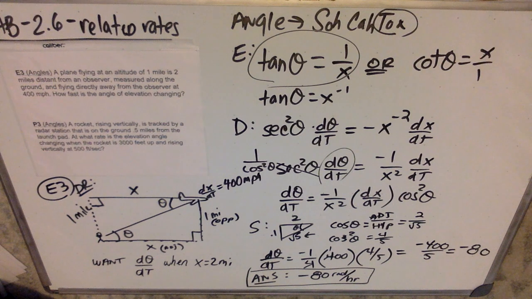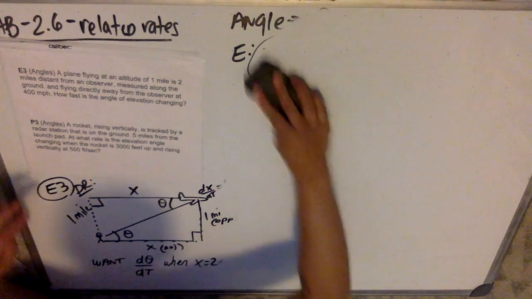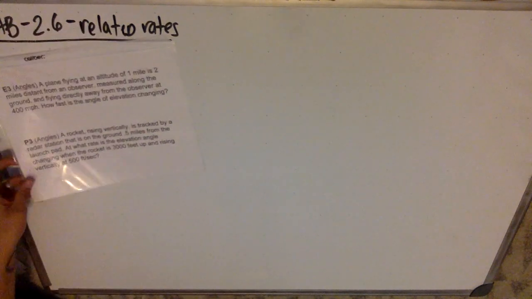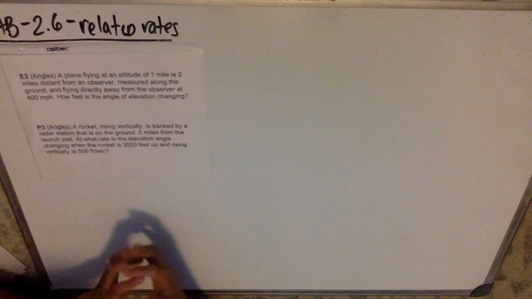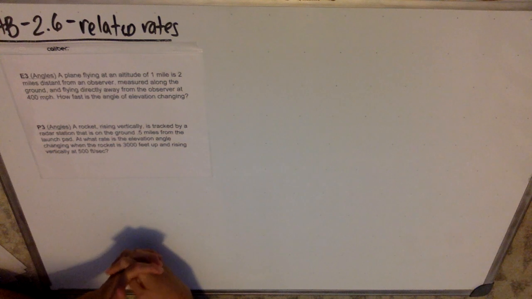So I'm going to erase this, and then I'm going to read you P3, and you give it a try. Hint, hint, it's probably more angles because it says angles. Okay. P3. A rocket rising vertically is tracked by a radar station that is on the ground 0.5 miles from the launch pad. At what rate is the elevation angle changing when the rocket is 300 feet up and rising vertically at 500 feet per second?